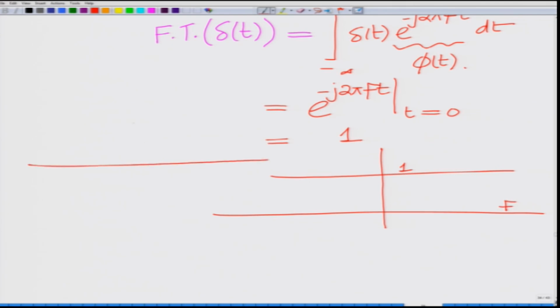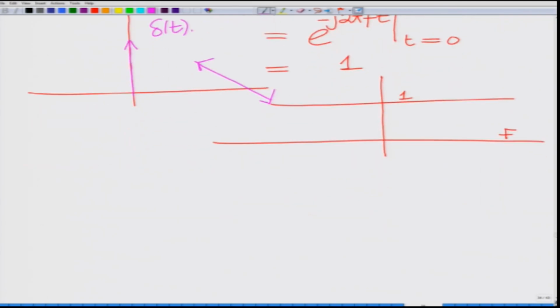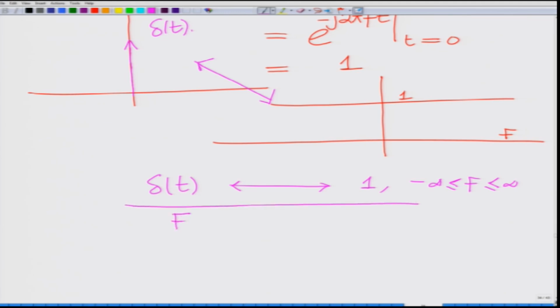And this is the Fourier transform of the impulse. So these two form a Fourier transform pair: delta t, and its Fourier transform, which is simply unity for all frequencies, minus infinity less than or equal to f less than or equal to infinity. These form a Fourier transform pair.